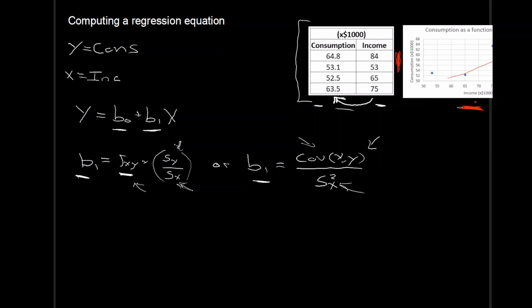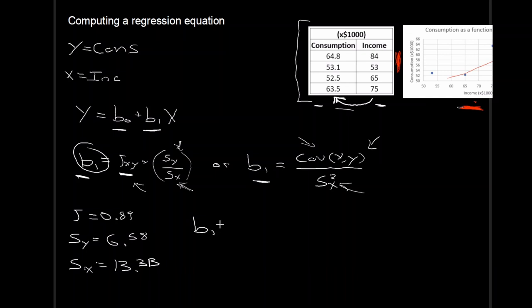So what I'm going to typically do is I'll give you these values. That is, in this scenario here, as we take a look at consumption and income, we have a correlation of 0.89. We have a standard deviation of y, equal to 6.58. And the standard deviation of x is 13.33. Perfect. Now that we have that, that saves us a whole bunch of steps, but more importantly, we can solve for our estimate of our slope, our estimate for B1.